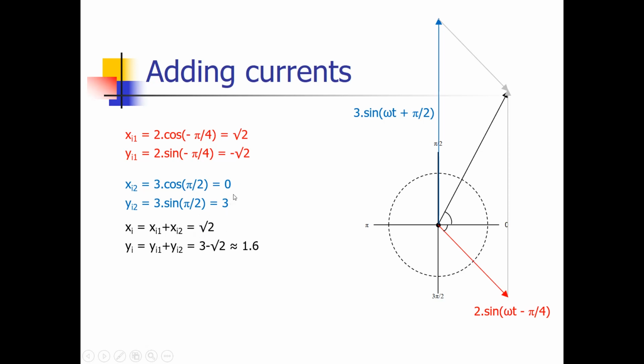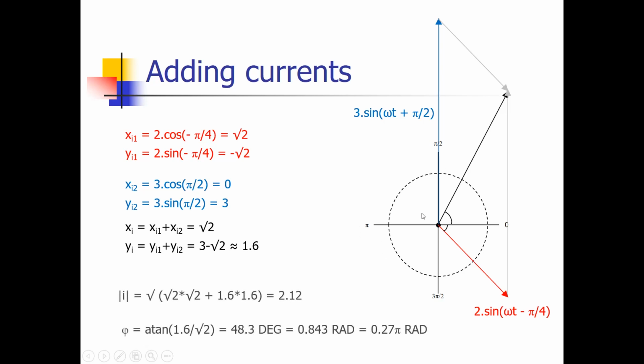The sum of the vertical parts is the summation of this part, which is 3, and that part, which is minus the square root of 2, which is about 1.6. So the combined vector drawn over here has a horizontal part of square root of 2, and it has a vertical part of 1.6. Now we can calculate the complete length of this vector by using Pythagoras' theorem, and it says that the length of this vector is the horizontal part squared plus the vertical part squared, and then taking the square root out of it.